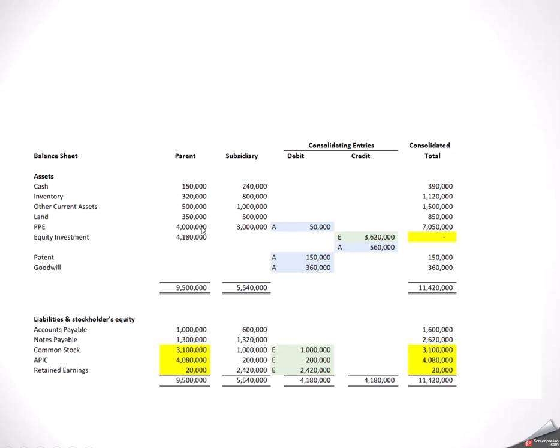We can see that we're increasing the value of our property, plant, and equipment. Our E and our A entry eliminate the equity investment. We're adding the patent and the goodwill to our consolidated balance sheet. We are eliminating the sub's common stock, paid-in capital, and retained earnings. So all that is left is our parent's equity accounts, and then our balance sheet actually balances. We always have to double check that.